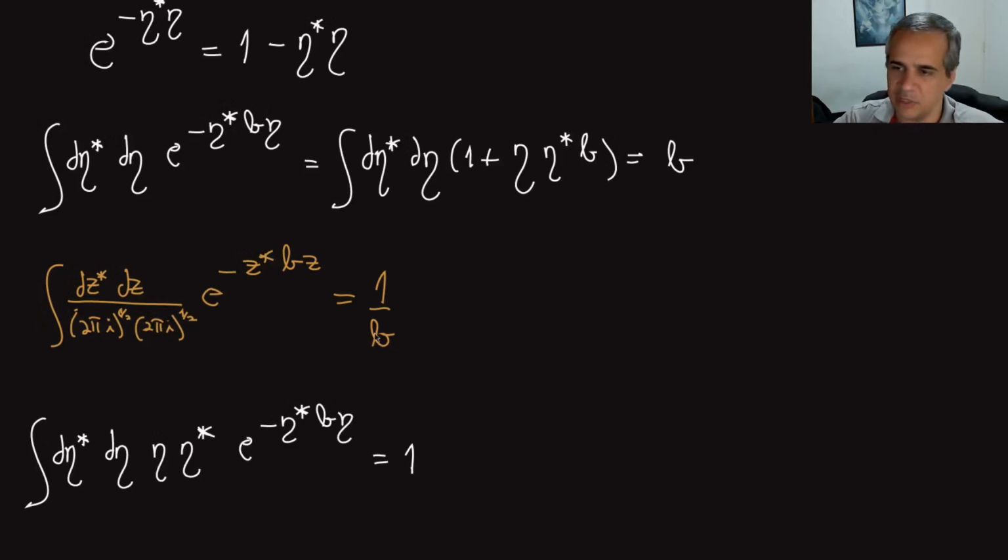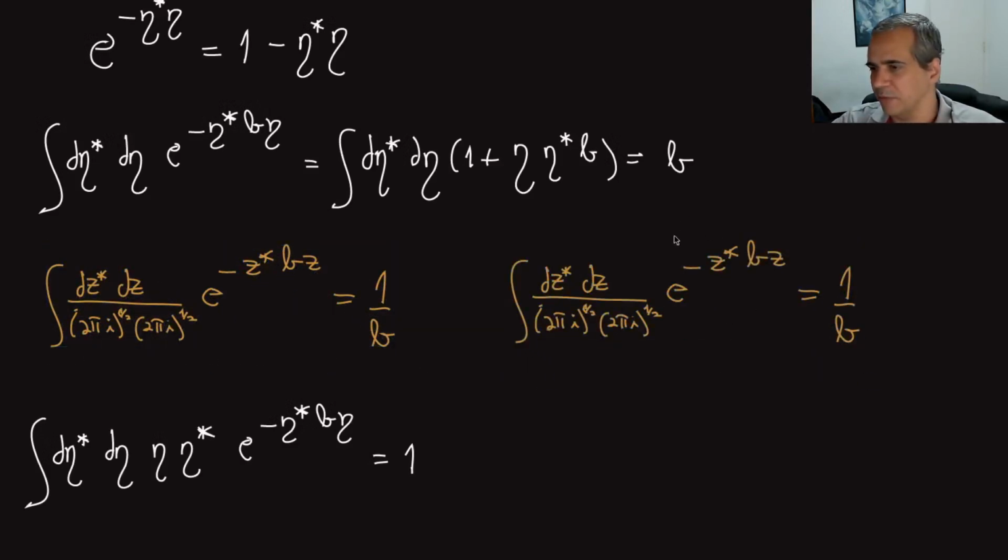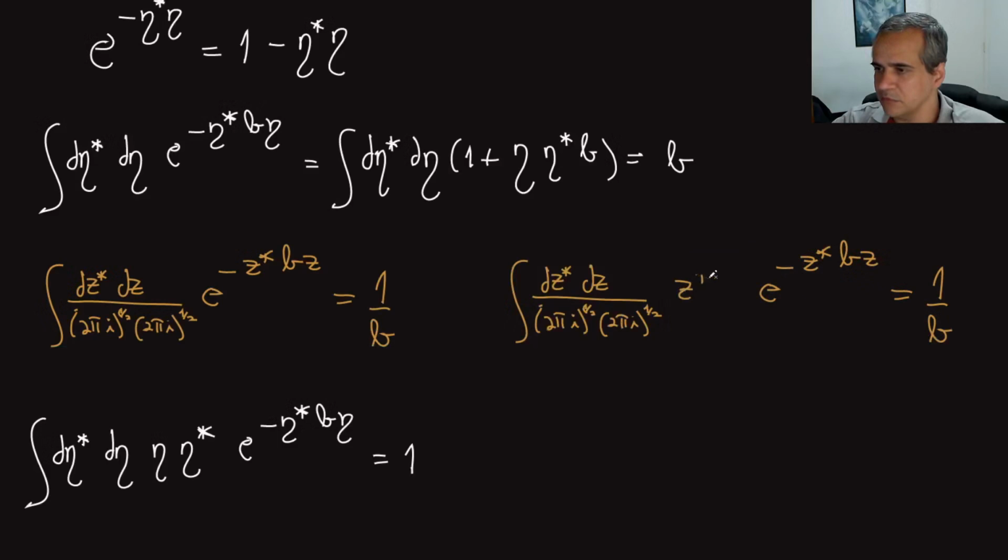Again, this is very similar to what happened here. But since here I started with 1 over b, if I differentiate, I get this integral z star z, and here I have 1 over b squared, right? If I differentiate in relation to minus b. So these two expressions, the analogs for Grassman numbers, are those two, right?